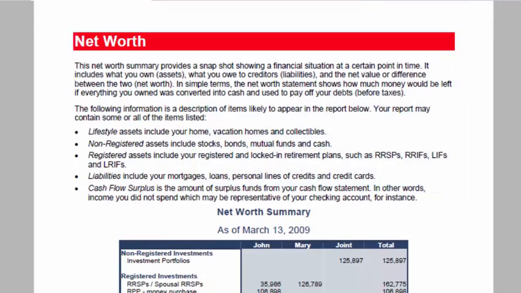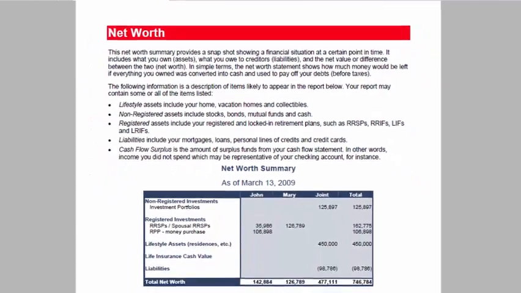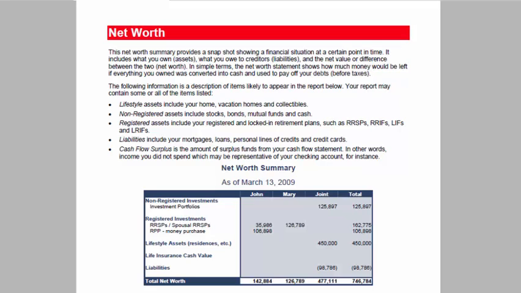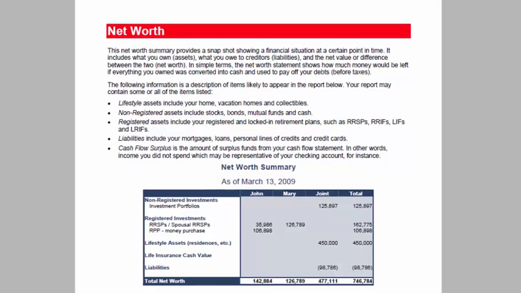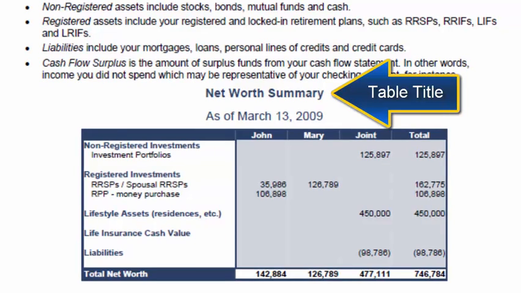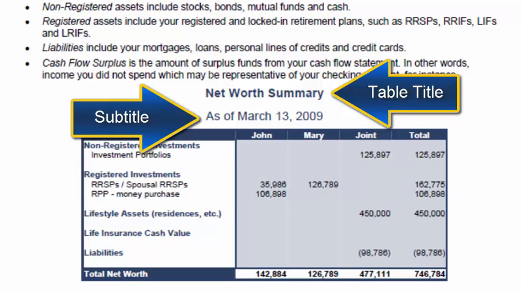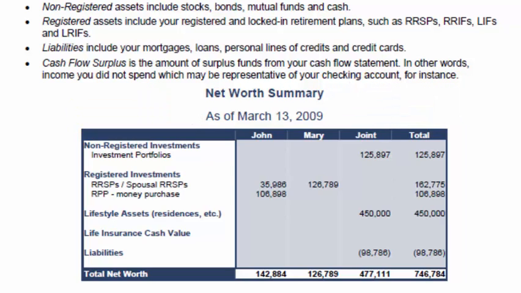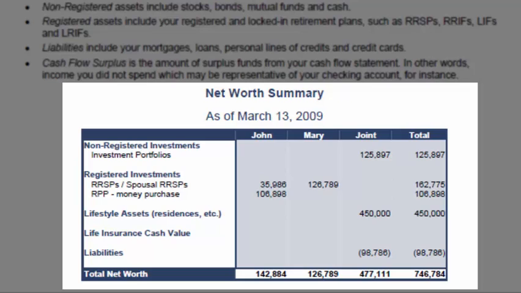Also, each table or graph in the document has a title and sometimes subtitle. For example, this table on page 8 has a title, Net Worth Summary, that is styled the same as the subheadings in the rest of the document to give the document continuity. And notice that the subtitle, as of March 13, 2009, is similar yet different. It is not bold-faced.